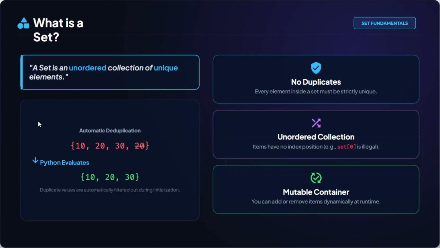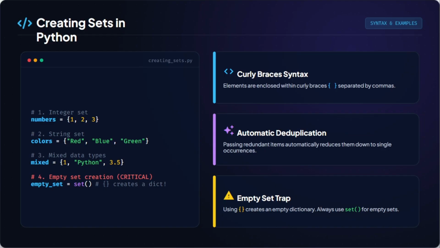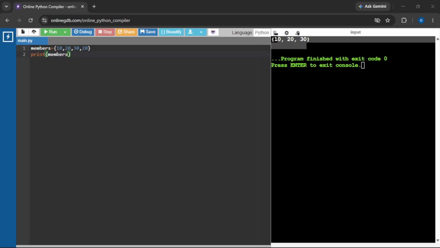Now, creating sets in Python. Let's see how to create sets. Creating sets is very easy. We simply use curly braces, and let's look at some examples. For that, we will first go with numbers equals 1, 2, 3. Here it is called an integer set. Python creates a set containing three numbers.